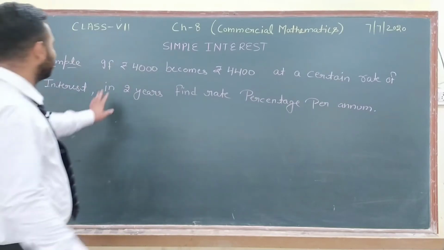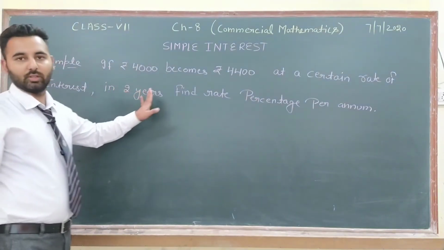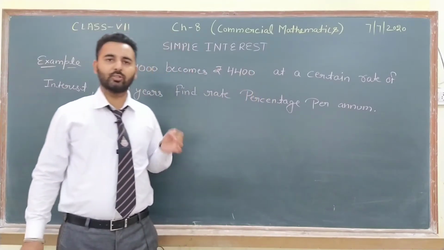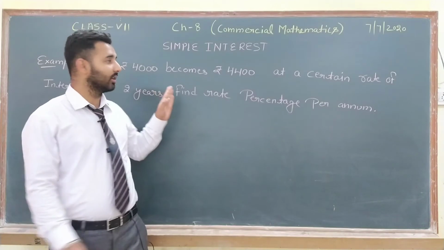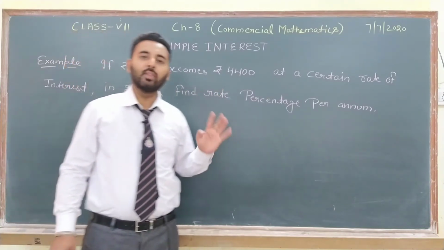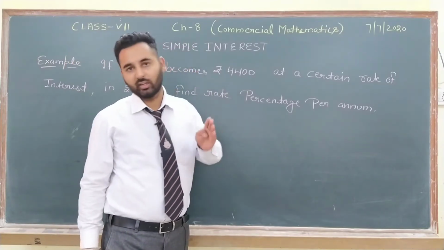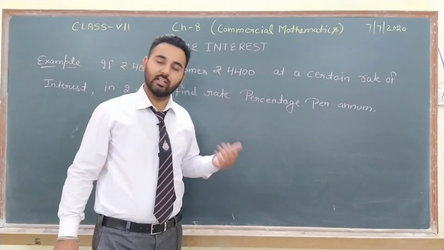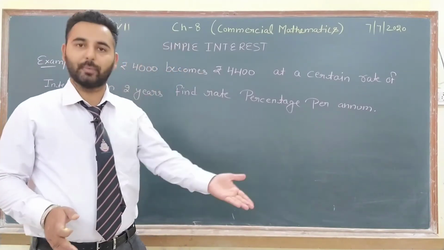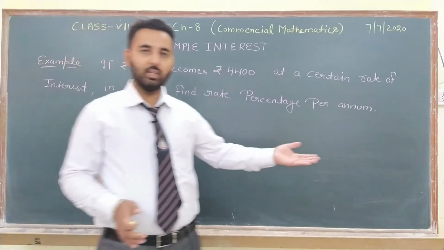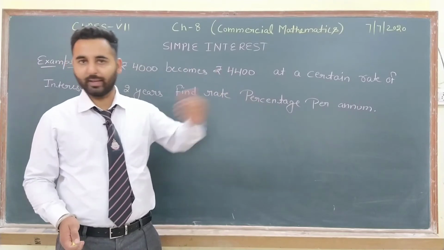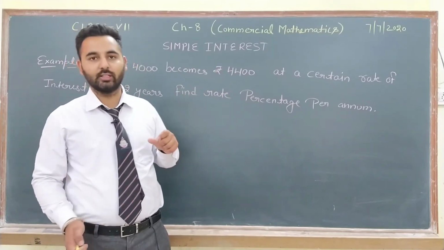So in this question it says, if rupees 4,000 becomes rupees 4,400, it means I have deposited rupees 4,000 in the bank, and when I took the withdrawal, I got rupees 4,400. Means the extra money I am getting here is rupees 400. And at the start I told you, whatever extra money you get, or you have to pay. If you have given money, then you will get extra money. But if you have borrowed, then you have to pay it. The extra money is known as interest.